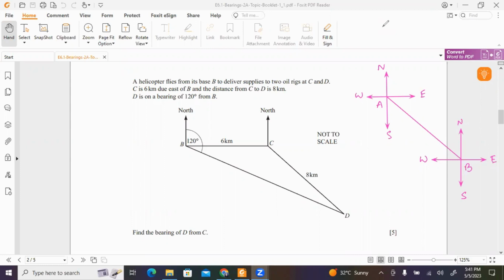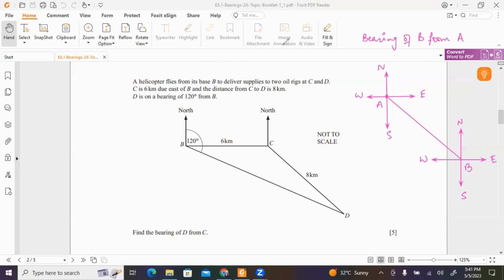So if you look at the diagram that I've drawn on the right-hand side, let's say in a question you're asking us to find the bearing of B from A. So that means we will look at the bearing from A. This is where we're focusing.